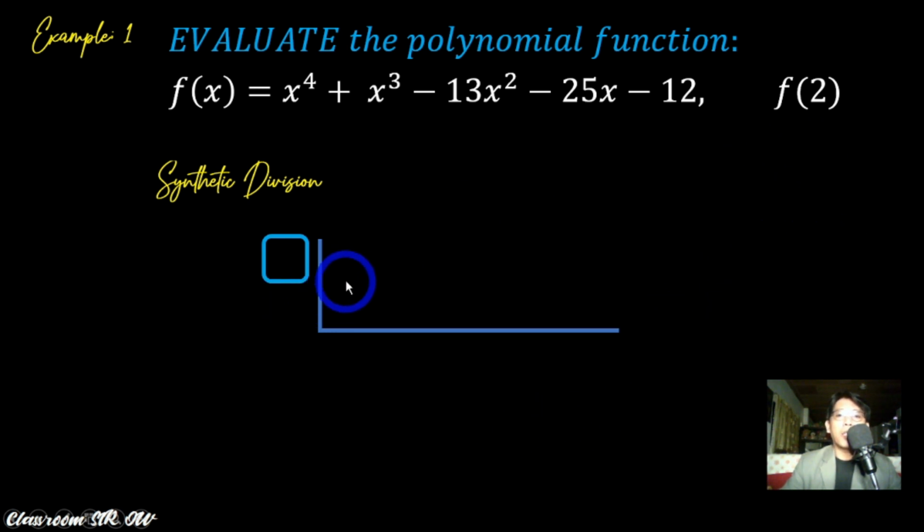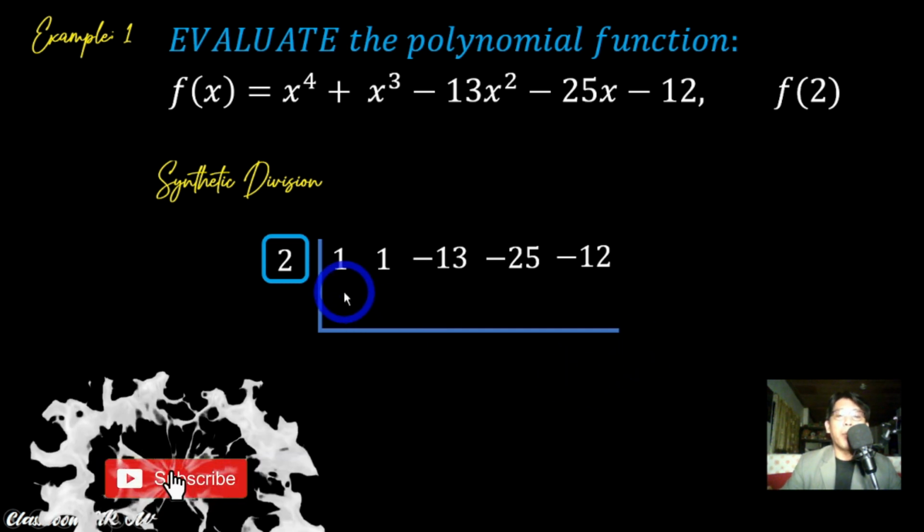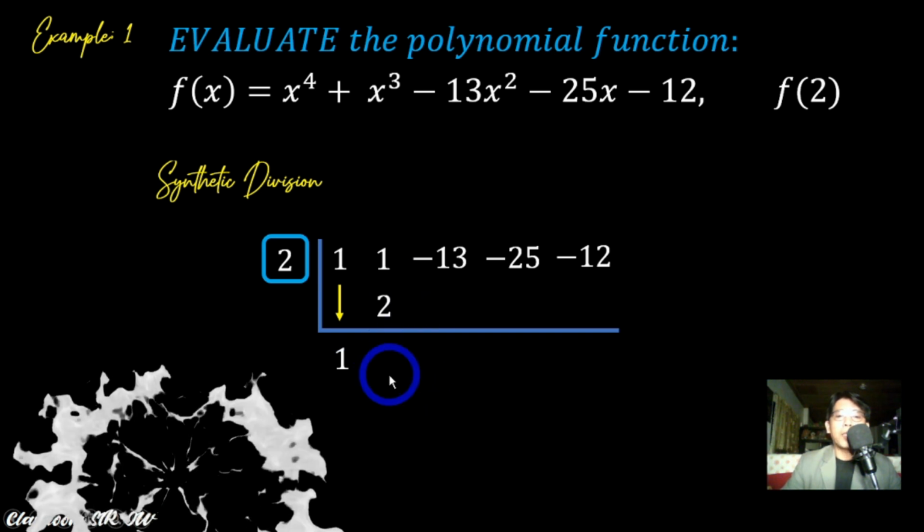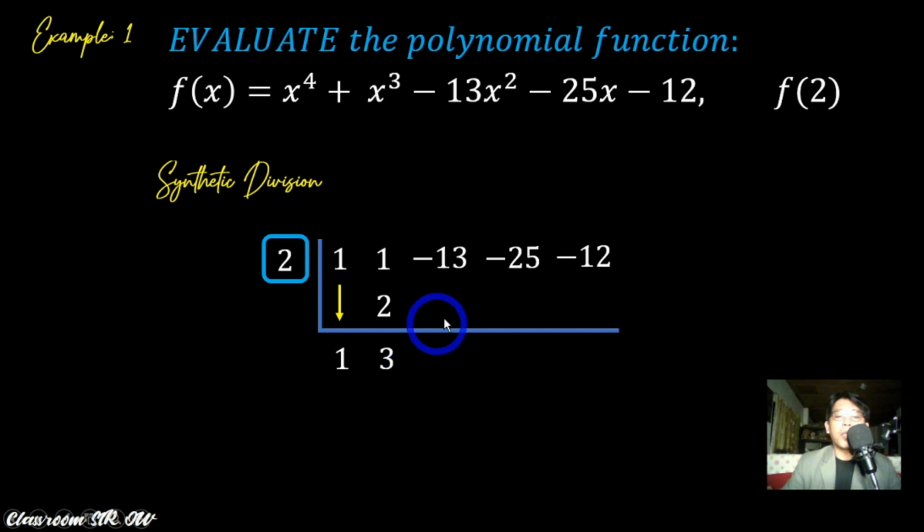So our divisor is of course 2, and what we are going to do first is get the coefficients of the given polynomial function. We have this, and our divisor of course is 2. We will bring down 1 first, and 2 times 1 is of course 2, and 1 plus 2 is 3. 2 times 3 is of course 6, and negative 13 plus 6 is of course negative 7. And 2 times negative 7 is of course negative 14, and when we add negative 25 plus negative 14, it is negative 39.